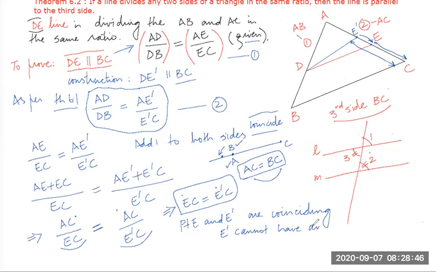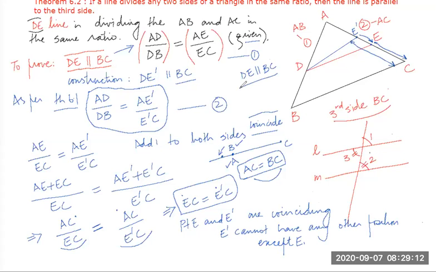have any other position except E. So E dash and E are the same. So if E dash and E are the same, I can say that it is not DE dash which is parallel to DC, but it is DE which is parallel to DC.